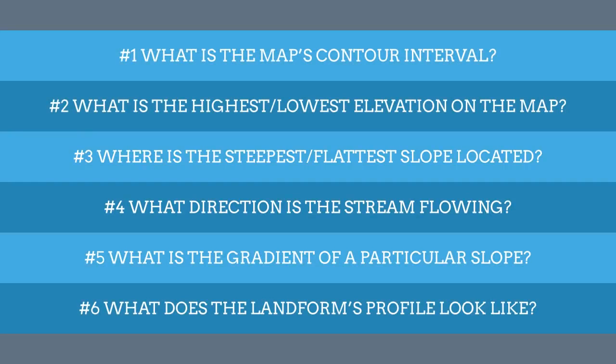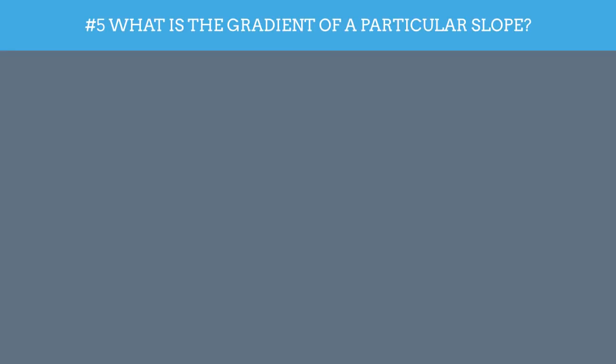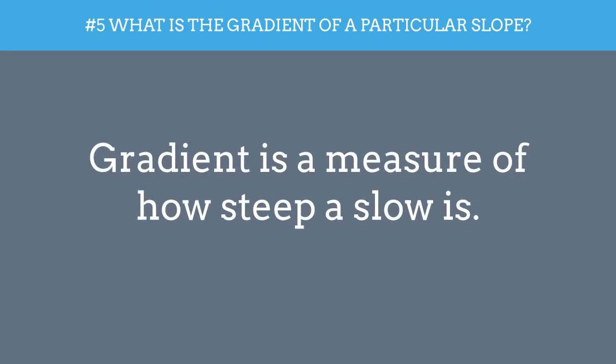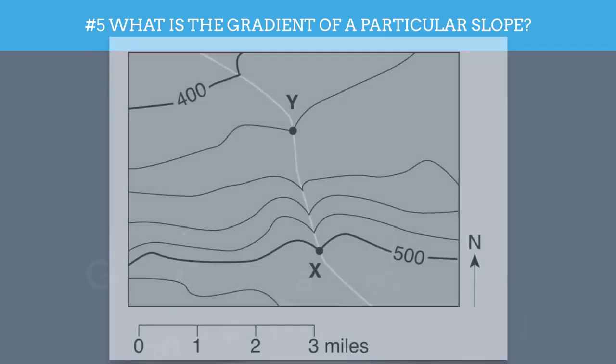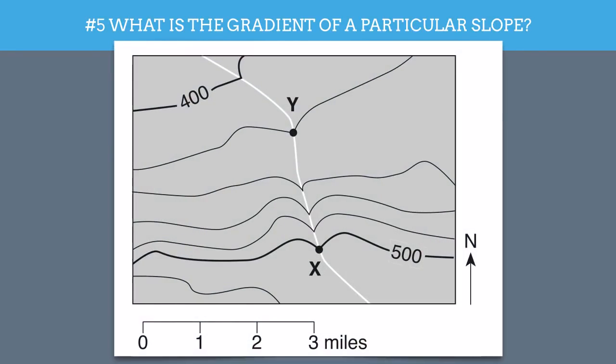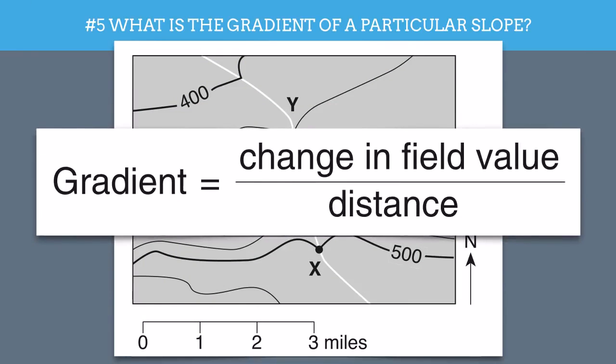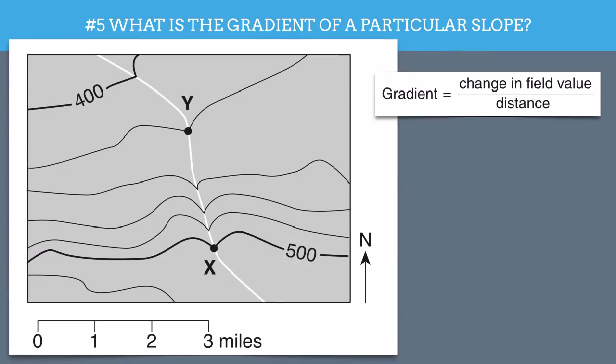What about gradient? Well, gradient is a measure of how steep a slope is. It's a numerical measure, meaning we can actually calculate whether a slope is very steep or very gradual. So let's look at another map here. In order to calculate gradient, we need a formula. The formula is change in field value divided by distance. This can be found in the Earth Science Reference Tables. Now, in this case, field value refers to the elevation. So we want to know how much the elevation changes over a given distance.